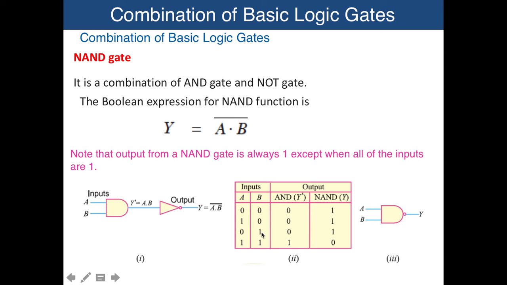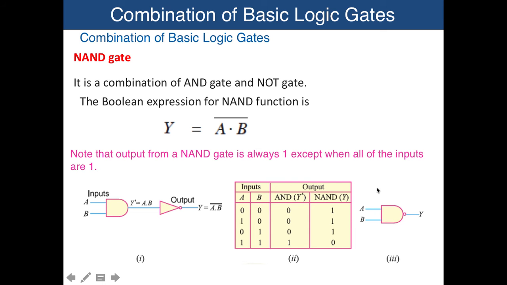Here is the truth table for NAND gate. Since the first gate is AND gate, so A dot B operation can apply. So 0 multiply 0, 0; 1 multiply 0, 0; 0 multiply 1, 0; 1 multiply 1, 1. And it is connected to NOT gate. So inverting this data, you will get the NAND gate. 0, inverting it is 1; 0, 1; 0, 1; and 1 to 0.